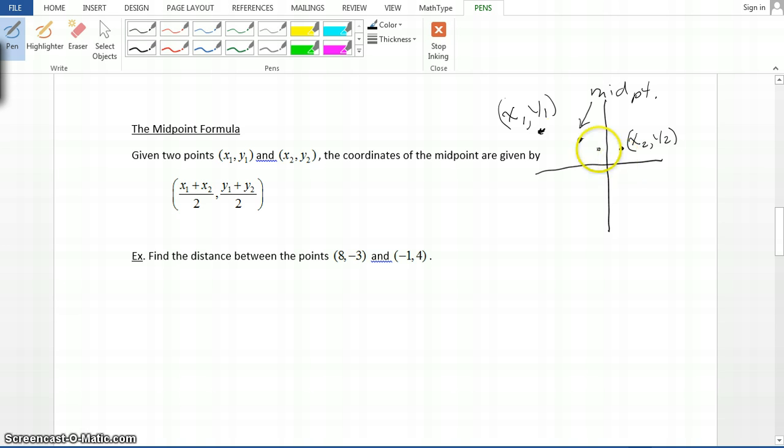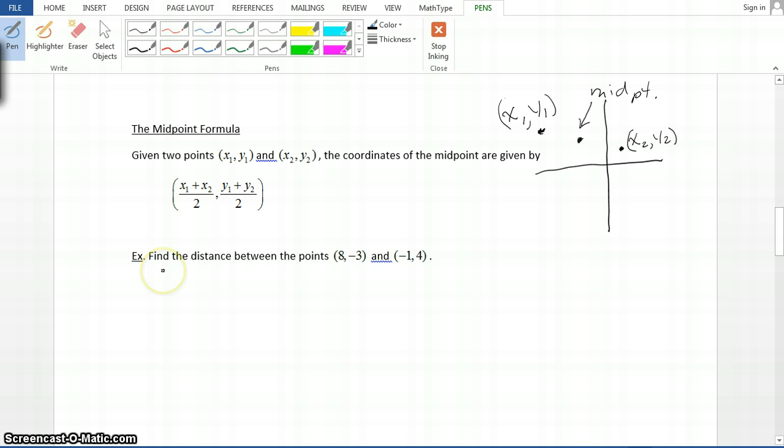So here's x1 over here, here's x2. The midpoint is exactly halfway in between those two. y1's up here, y2's down there. Your y coordinate of the midpoint is halfway between those. Right, that's why you average them.